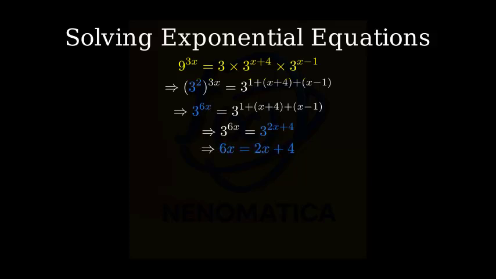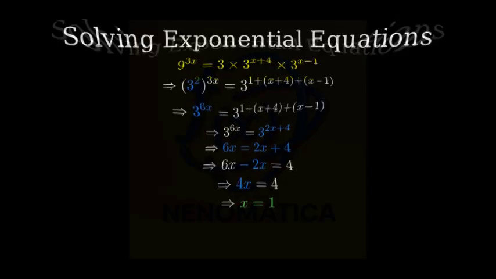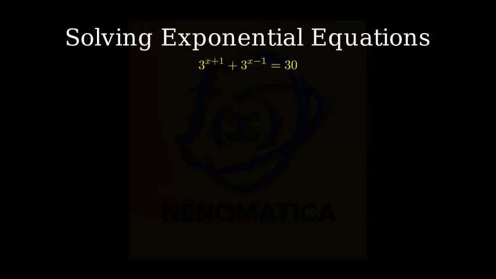When we have the same base on both sides of an equation, the exponents must be equal. So we can say 6x equals 2x plus 4. To isolate x, let's subtract 2x from both sides of the equation. This gives us 6x minus 2x equals 4. Simplifying the left side, we get 4x equals 4. Finally, we divide both sides by 4 to solve for x. Therefore, x equals 1.